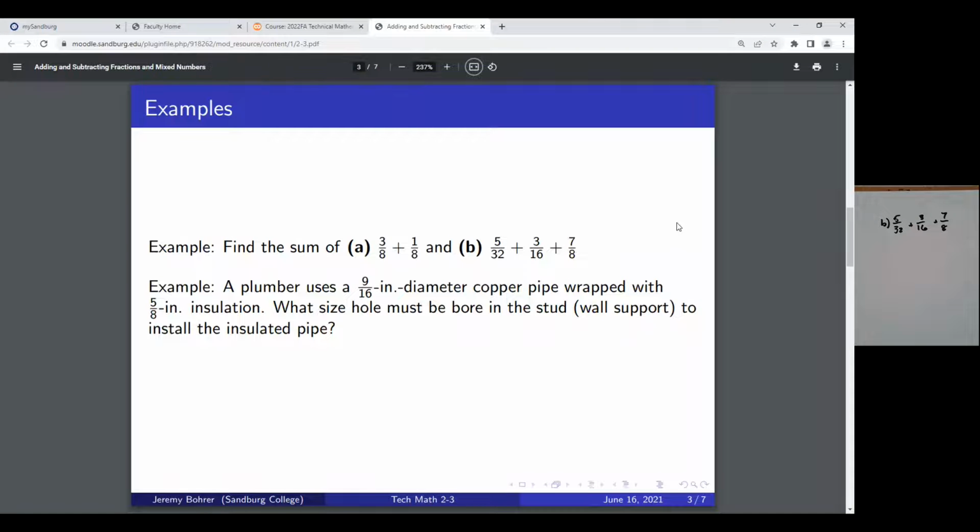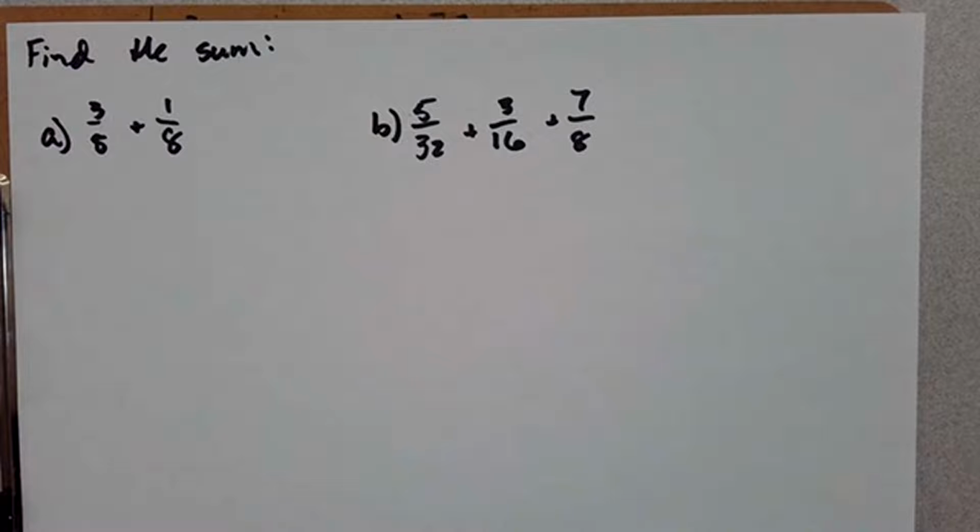In this video, we're going to look at the examples in the section 2-3 slides. Starting here on page 3, we are first asked to add a couple of fractions and then answer a question about a plumber and what size hole must be bored to install the insulated pipe. So let's start here. We're going to find these sums.